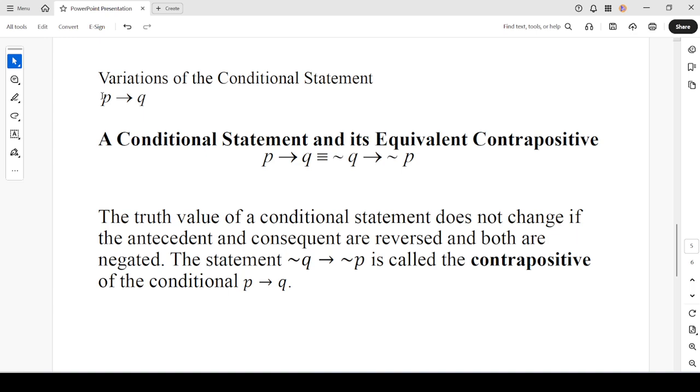Let's say a compound statement, which is the conditional statement P implies Q. The equivalent of this statement is not Q implies not P. They are equivalent, so their truth values are supposed to be the same. This is also called the contrapositive. The truth value of a conditional statement does not change if the antecedent and consequent are reversed and both are negated. So the statement negation of Q implies negation of P is called the contrapositive of the conditional P implies Q.